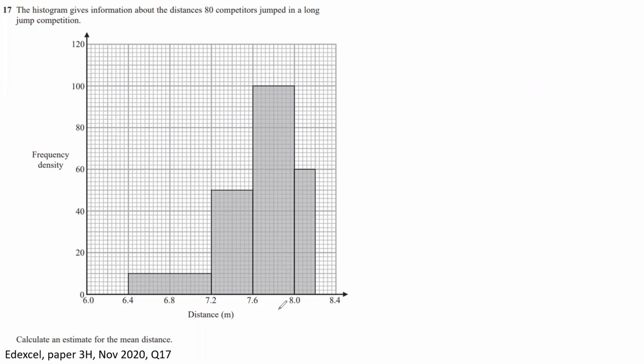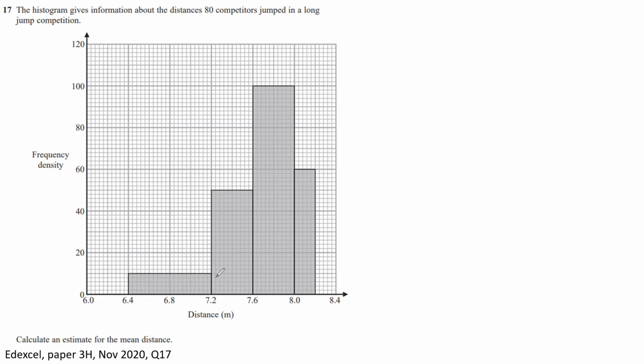If we take a look at this histogram, we've got distance jumped in meters on the x-axis, and on the y-axis we've got frequency density. With a histogram, rather than a bar chart, we've got frequency density, and the area of each of these bars represents the number of people in that distance category.